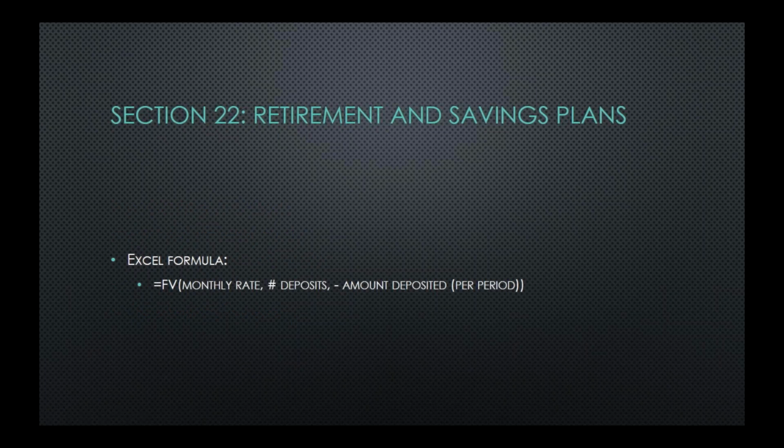Section 21, we got into our first Excel formulas, and those were using the PV function and PMT. If you remember those from the mortgage section, the PMT function was finding the payment for a house, a boat, a car, anything that you were buying. And PV was finding the present value of a house, car, boat, whatever you're buying. But the inside pieces were pretty much the same. And now in section 22, we're getting into retirement and savings plans.